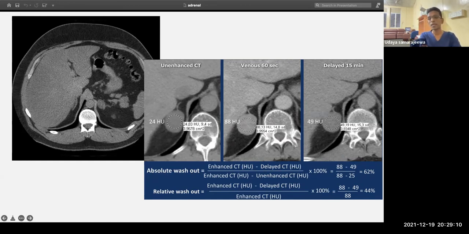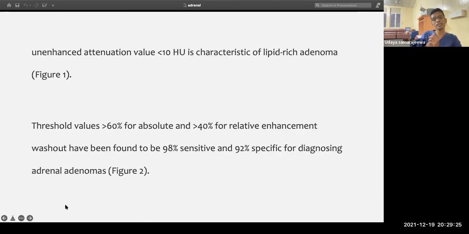These are really important. We calculate the washouts in percentages, and these values are really important for our decision making. So an unenhanced attenuation value of less than 10 is characteristic of a lipid-rich adenoma. That is figure one. And then the threshold values of more than 60% for absolute and more than 40% for relative enhancement washout have been found to be 98% sensitive and 92% specific for diagnosing adrenal adenomas. So this is really important.